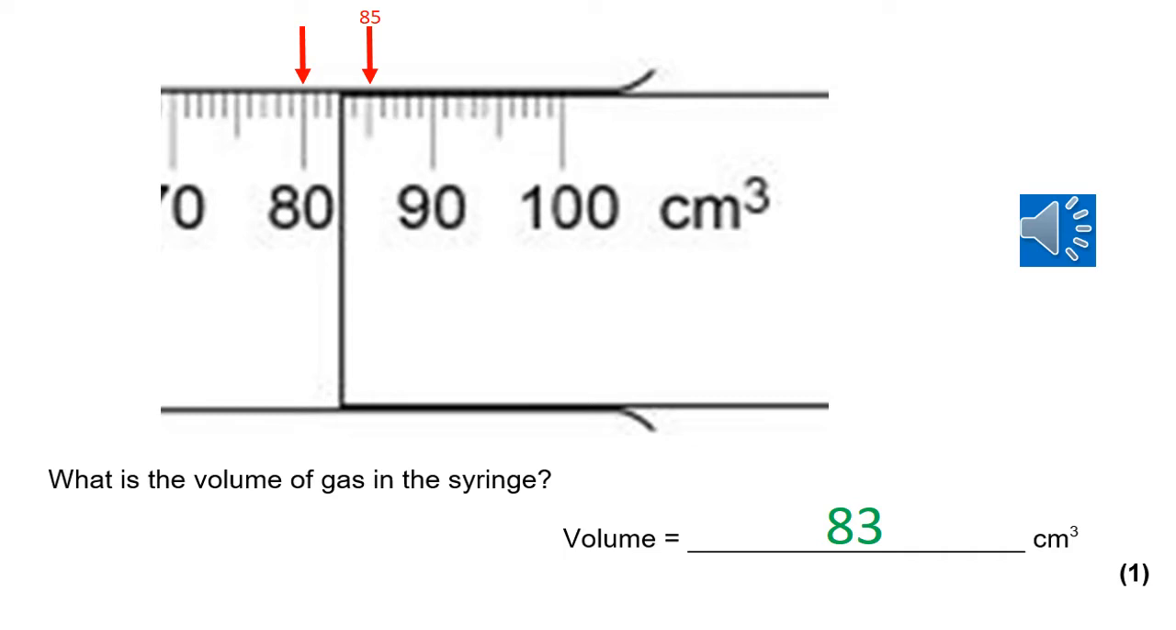The one halfway is the 5, so I've labelled that 85. So it means the reading, which is where the black line of the end of the syringe is, that would be 83.